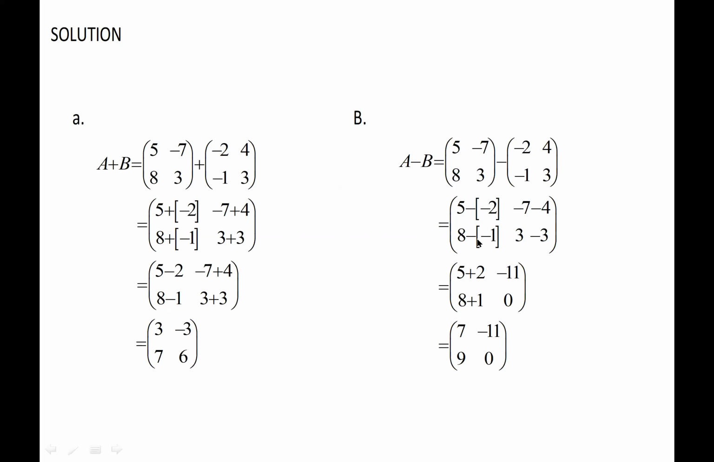See? Similarly here. Okay? And 5 plus 2 is 7. Negative 7, negative 4 is negative 11. 8 minus 1 is 8 plus 1, which is 9. And 3 minus 3 is 0.